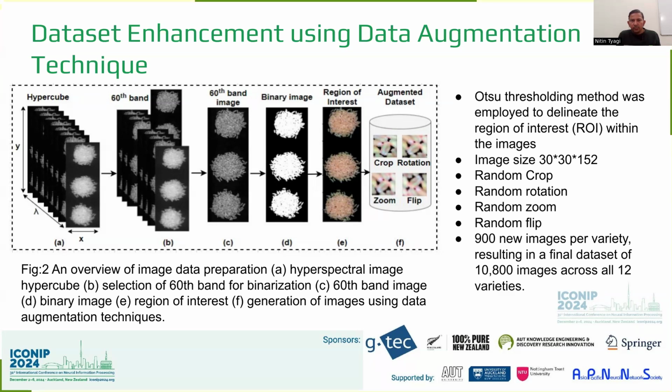Area field ratio means the space occupied by the seed part only. So after cropping the images, we applied this constraint. After that, we applied four data augmentation operations: random crop, random rotation, random zoom, and random flip. After applying the data augmentation, we achieved 900 images per variety, and our data set contains a total of 10,800 images for all 12 wheat varieties.